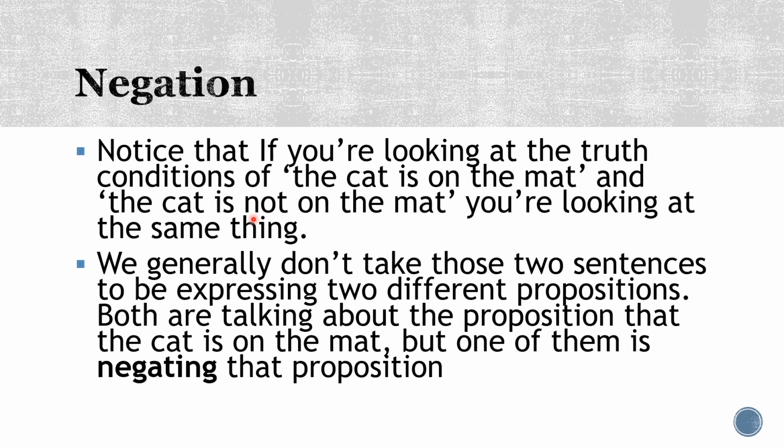Either way, you're looking to see if the cat's on the mat. If you've got this not in here, and the cat is not on the mat, then you've said something true. And if the cat is on the mat, you've said something false. It just reverses the truth value of whatever it's present in. So we don't generally take those two sentences to be expressing two different propositions. Both are talking about the proposition that the cat is on the mat. One of them is simply negating that proposition.